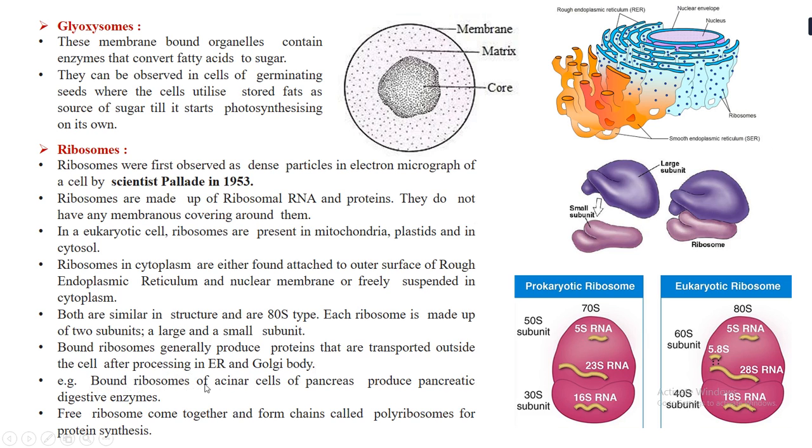The example of bound ribosomes are acinar cells of pancreas, which produce pancreatic digestive enzymes. And if we speak about free ribosomes, the freely suspended ribosomes, the free ribosomes come together to form chains of polyribosomes of protein synthesis.